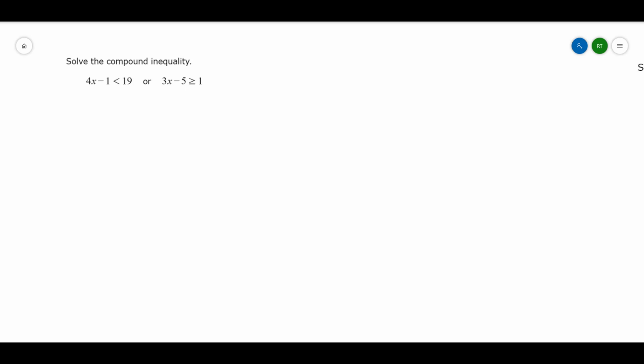Alright, so I'm going to show you how to solve the compound inequality and graph it. What I plan to do is show you the two different cases. We're going to solve it as for this OR problem, and I'm also going to change it to an AND problem so you can compare the differences between the two solution sets.